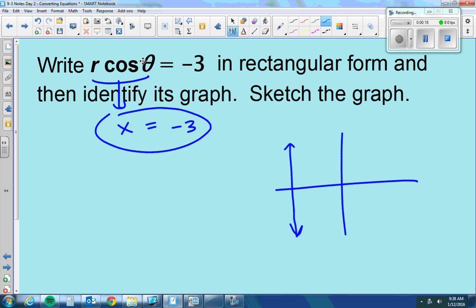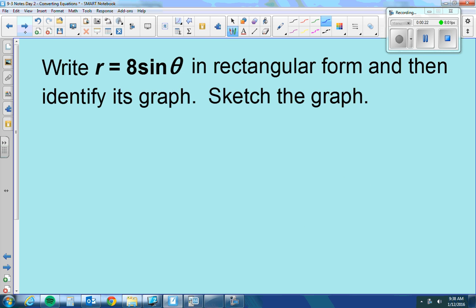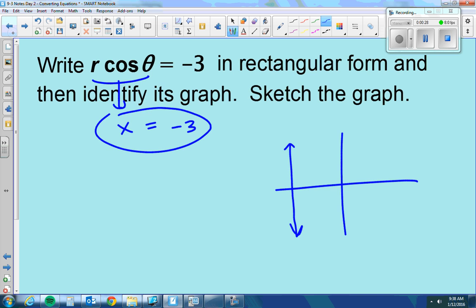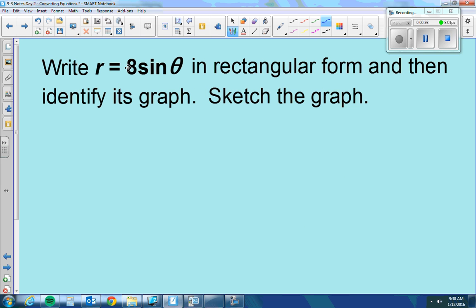One thing about this, look at this. This equation looks very similar to this equation. I have different numbers, different sign, but if you put the trig function over here, you get one thing, versus when you put it over here, you get another thing. So just be careful because it looks so similar. The rectangular equations look totally different though. Here, that's a vertical line. This is going to be a circle.